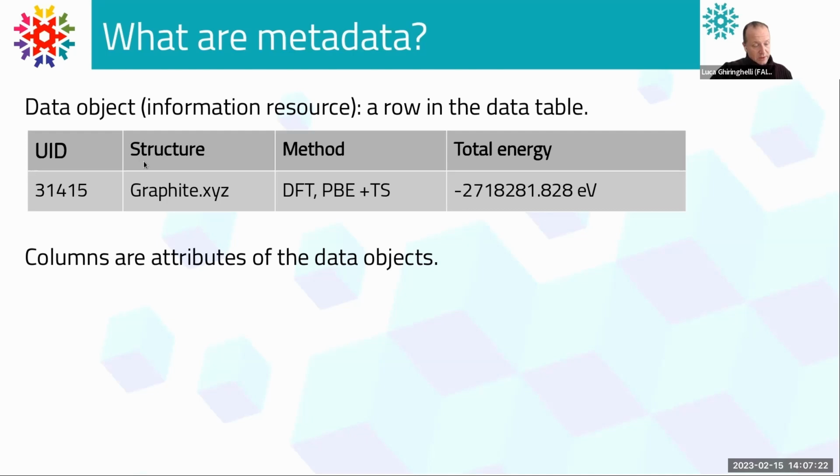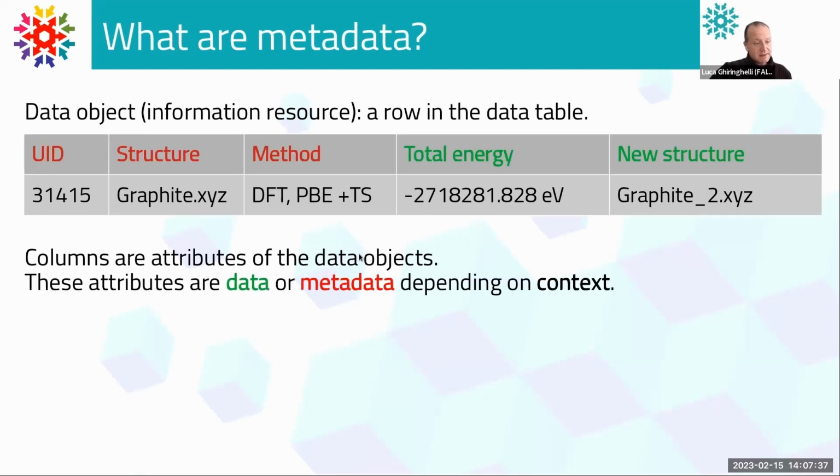Now, once one has identified a data object, one has to recognize that the columns of this data object are called attributes of the data objects. Now, as simple as that, these columns, these attributes, are data or metadata, and depending on the context, they are data or metadata.